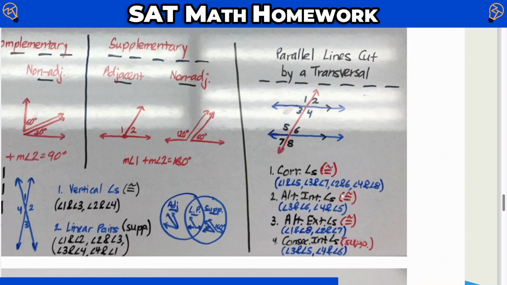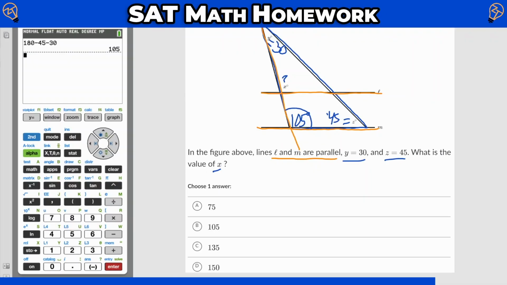And the one that we're looking at is corresponding angles. It's when the angles are in the same respective positions in their clusters. For example, angles 3 and 7 are both in the lower left of their respective clusters. And the conclusion with corresponding angles is that they're congruent. So notice this 105 and this x are both essentially in the upper right of their respective clusters. So they're corresponding and therefore congruent, which makes the correct answer B.